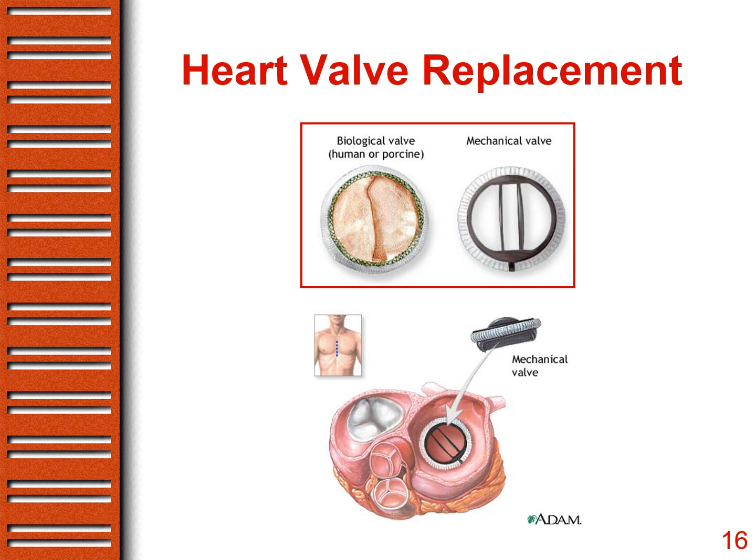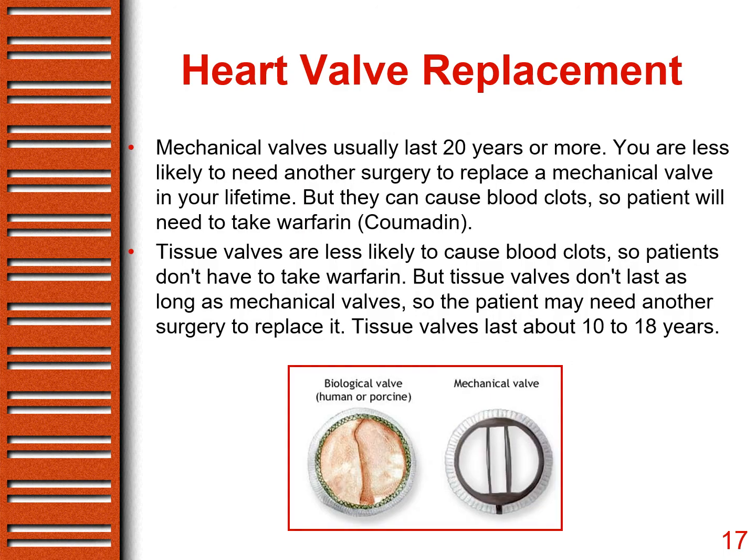Now, the advantage of mechanical valves is that they last longer. Thus, the trade-off of lifelong anticoagulation in some cases is worth it to avoid a second valve replacement surgery. Mechanical valves usually last 20 years or more. You are less likely to need another surgery to replace a mechanical valve in the lifetime of a patient. But they can cause blood clots, so patients will need to take warfarin or Coumadin.